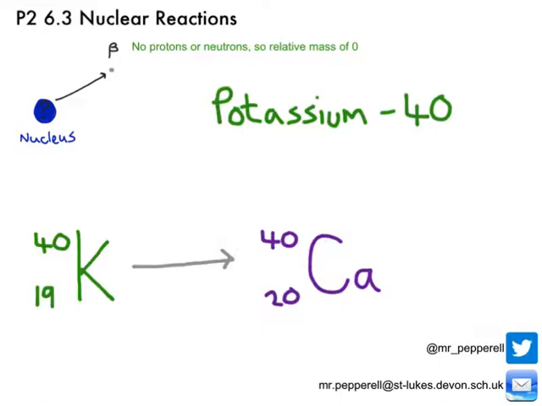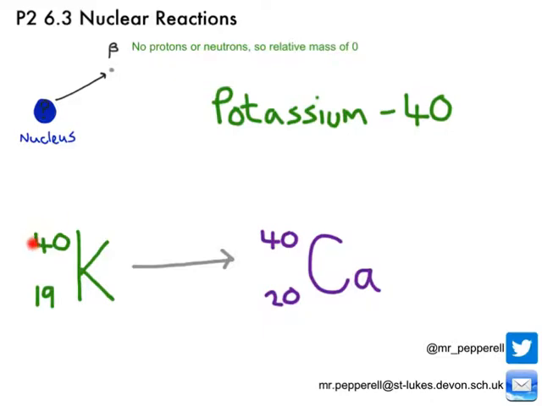So have a look at those little numbers there a minute. Think about what's going on. We've got a relative mass of 40 here, but a relative mass of 40 here, even though a particle's been given out. And we've got an atomic number, a number of protons, 19. Over here, the number of protons has gone up somehow. So how can that be? Well, think about what I said.